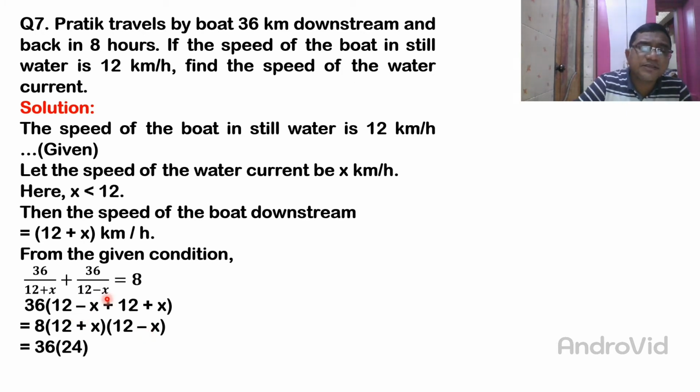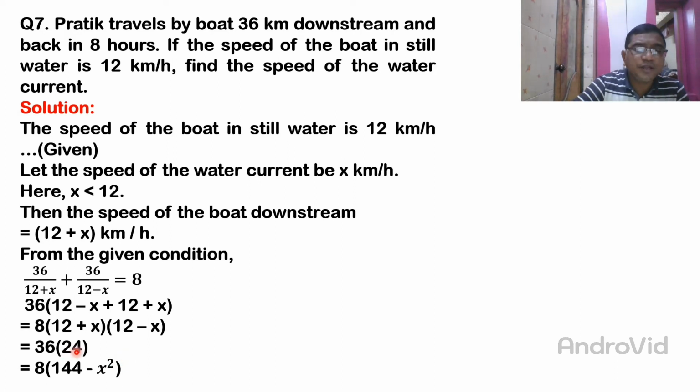So minus x plus x cancel. So what remains? 12 plus 12, 24. Is that clear? So 36 into 24. That multiplication per bracket square. 36 remains as it is. Here you are getting 24 and 12 plus x, 12 minus x, that is square. 12 into 12, 12 square, 144. x into x, x square.